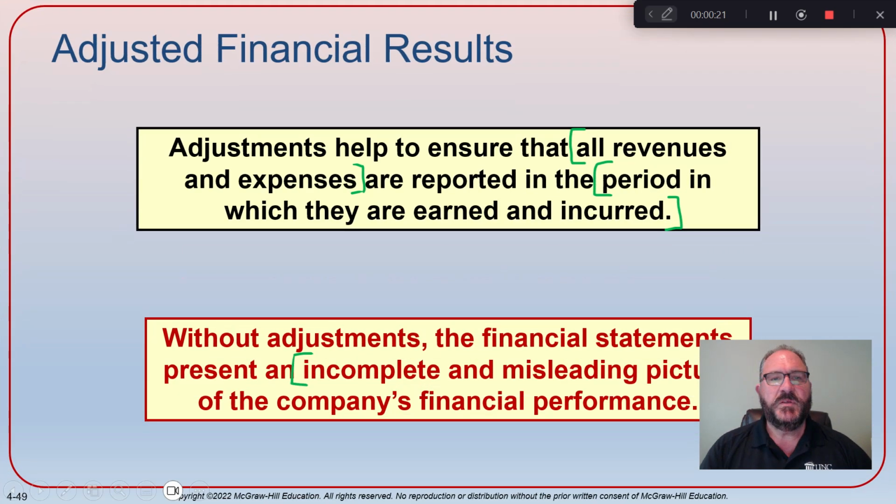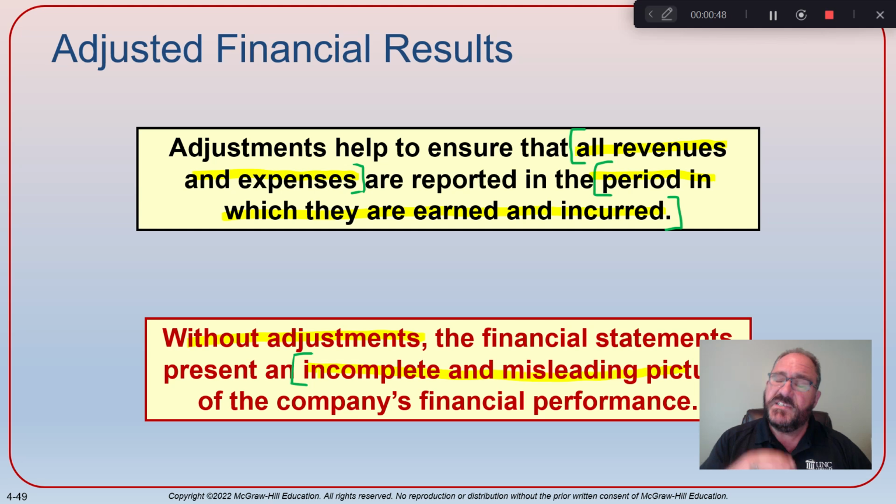Why do we make these adjustments? To ensure that all the revenues and all the expenses are reported in the proper period in which they are earned and incurred. Basically, we want to make sure that these financial statements are right. You got to remember, people are making decisions from this, okay? So imagine you had a company and you're not reporting your stuff right. People are going to be pretty upset with you. So without adjustments, financial statements are incomplete and misleading.